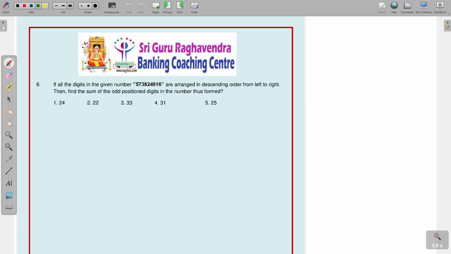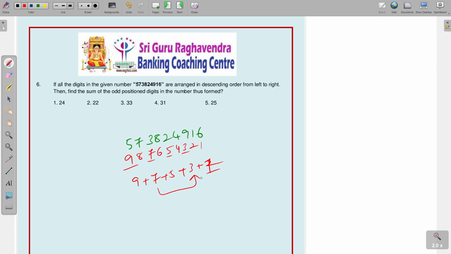All the digits in the given number, that is 5, 7, 3, 8, 2, 4, 9, 1, 6, are arranged in descending order from left to right, that is 9, 8, 7, 6, 5, 4, 3, 2, 1. Find the sum of the odd positioned digits in the given number, that is 9 plus 7 plus 5 plus 3 plus 1. So, 10, 10, 20 plus 5, 25 is the answer.